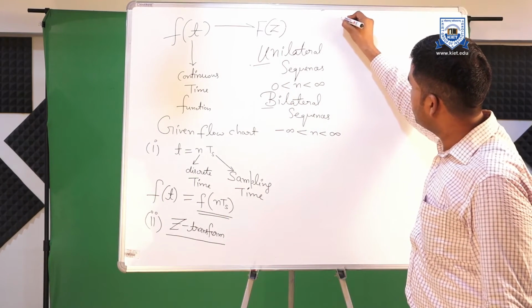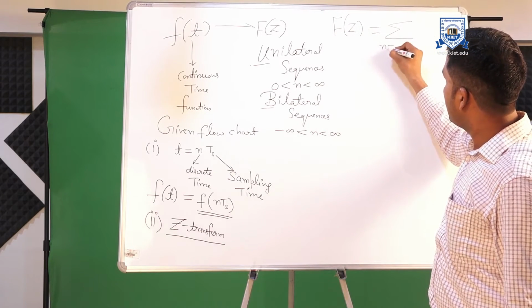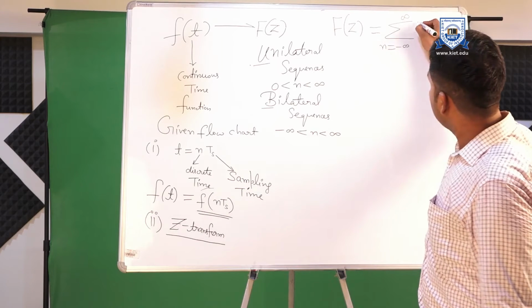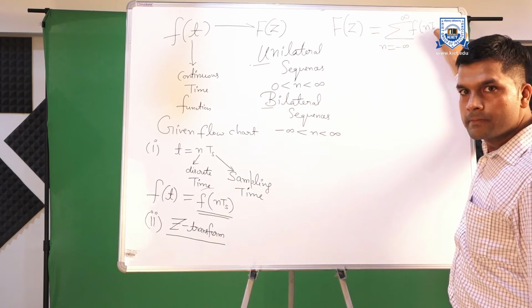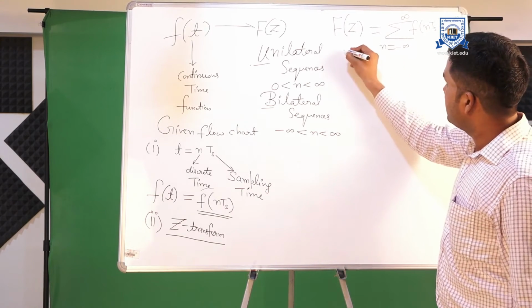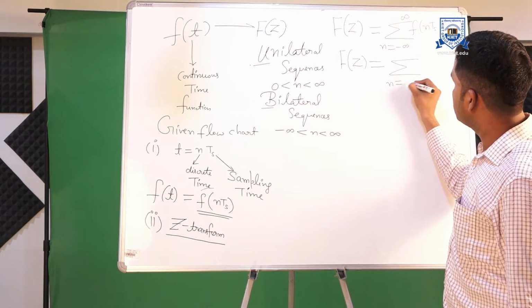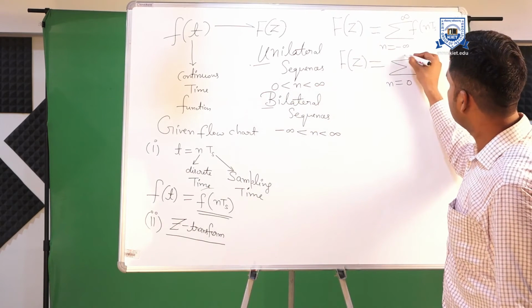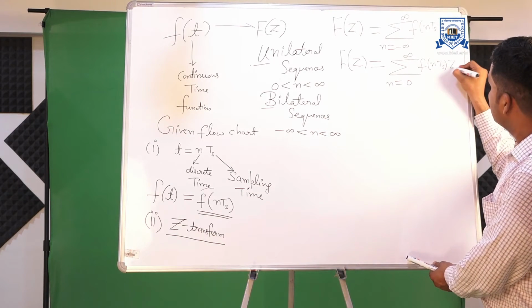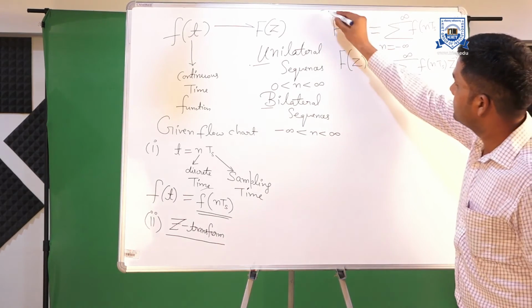The bilateral Z transform is defined as the sum from n equal to minus infinity to plus infinity of the function f(nTs) times z to the power minus n. And the unilateral one is defined as the sum from 0 to infinity of f(nTs) times z to the power minus n. These are the sequences, these are the formulas.